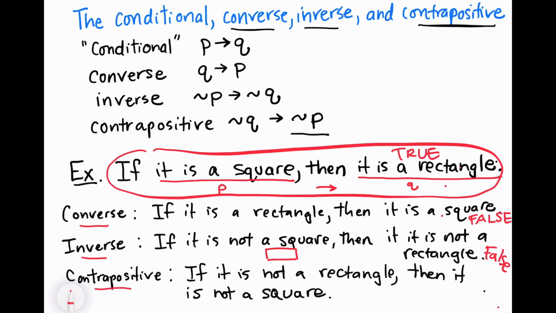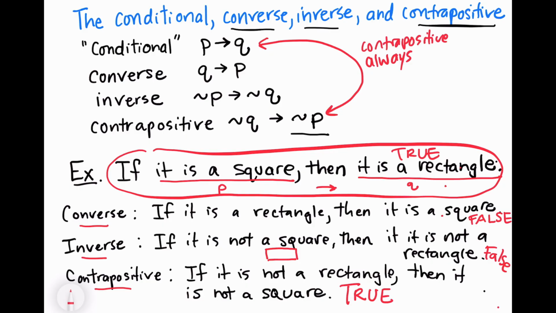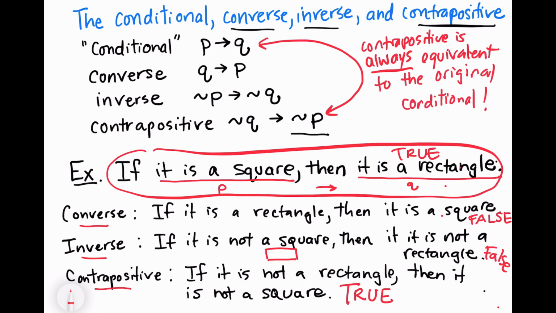The contrapositive, if it is not a rectangle, then it is not a square. This is true because every square is a rectangle. So if you are not a rectangle, then you can't be a square. This statement is true, and in fact, contrapositive is always equivalent to the original conditional. Okay, so that's a really important thing. These guys are always going to be equivalent. In this particular example, the converse and the inverse were false, and they were not equivalent to the original conditional. That is not always the case.